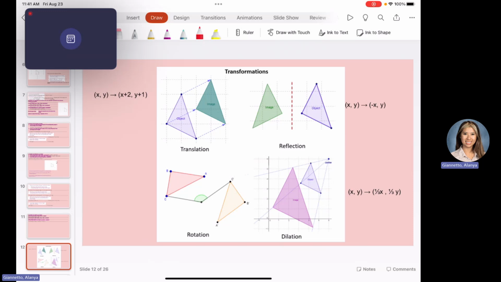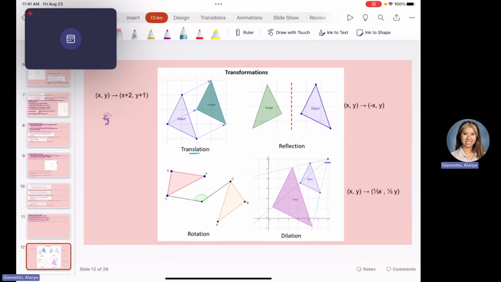Okay, so this is a review of the visuals for the different types of transformations. As you can see, we have translations, and an easy word to remember that is slide. Reflection, an easy word to remember that is flip. A rotation, an easy way to remember that is turn. And then a dilation, which we just have to know is a resizing.